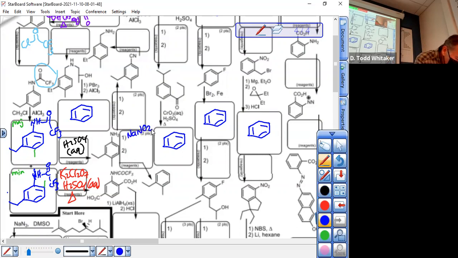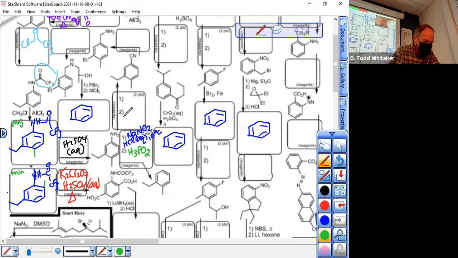NaNO2, HCl aq, 0 degrees Celsius. And then H3PO2. So you made a diazonium ion. And then hypophosphorus acid gets rid of the NH2 and puts an H in its place. It gets rid of the diazonium and puts an H in its place. The NH2 is gone in step 1.